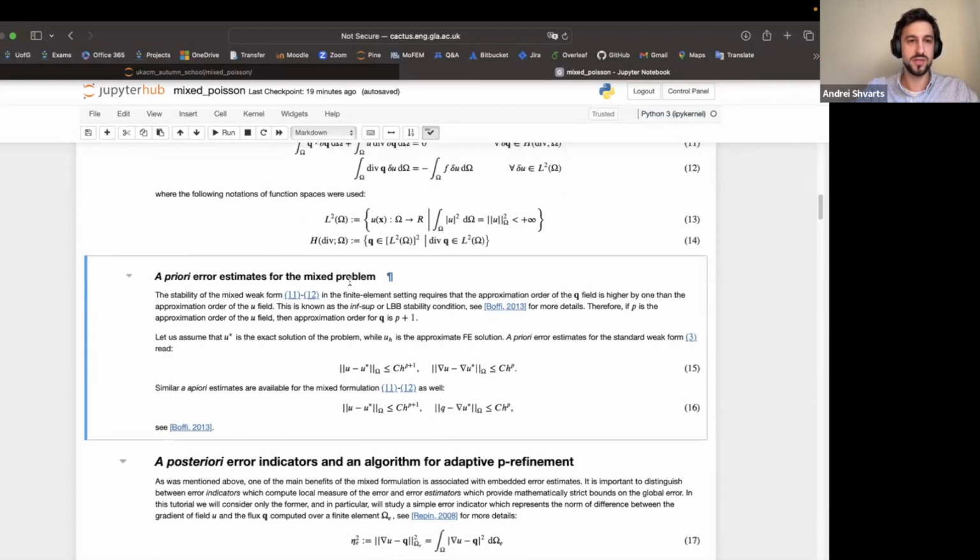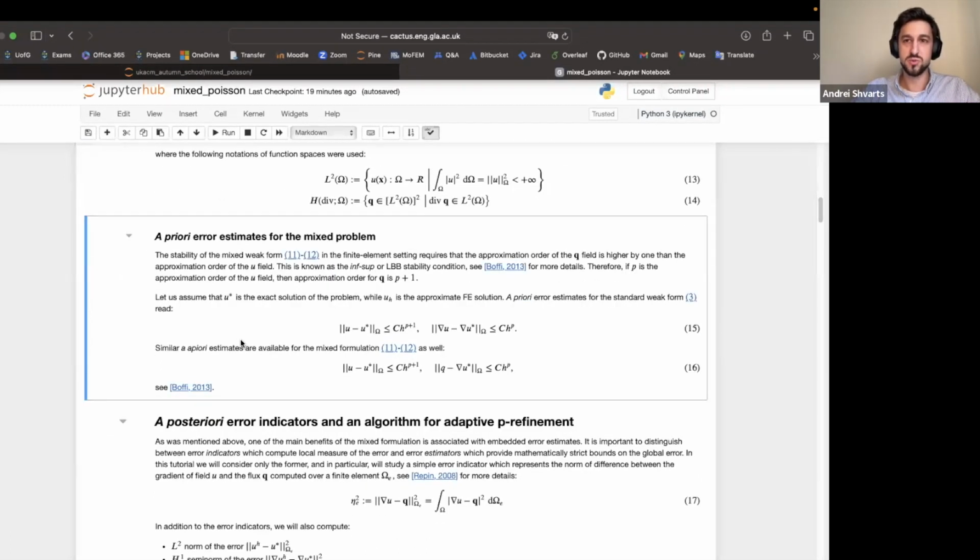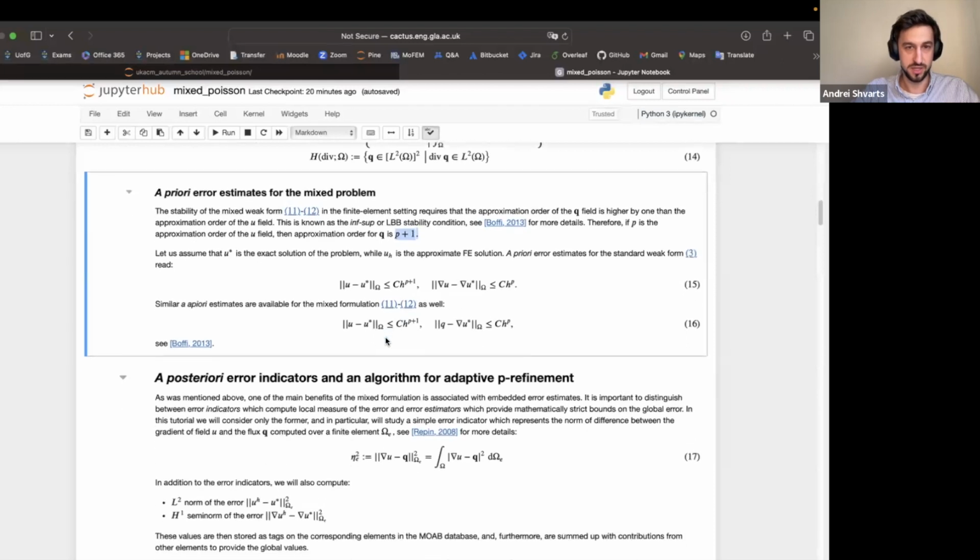We're going to distinguish here between a priori error estimates and a posteriori error indicators. A priori error estimates are the ones which are known before we solve the problem. They are the inherent properties of the finite element approximation itself. Looking into these a priori error estimates for the mixed problem, we need to ensure that the inf-sup stability conditions are fulfilled, and that is being ensured by choosing the right orders for the approximations of the fields. So if we're using approximation order P for the field U, we need to use approximation order P+1 for the field Q. This has also been discussed in more detail in the lecture.